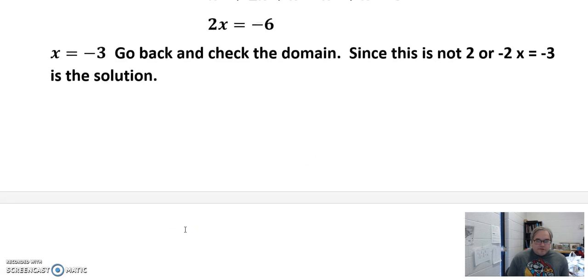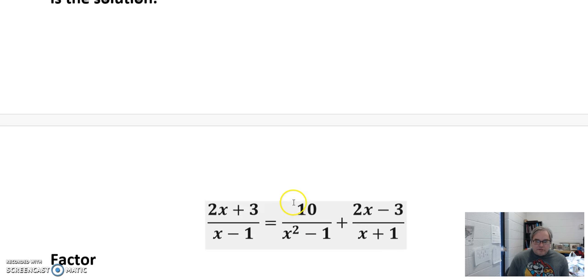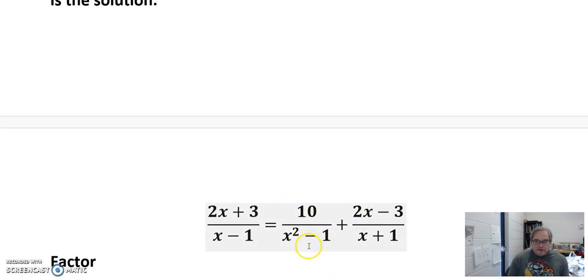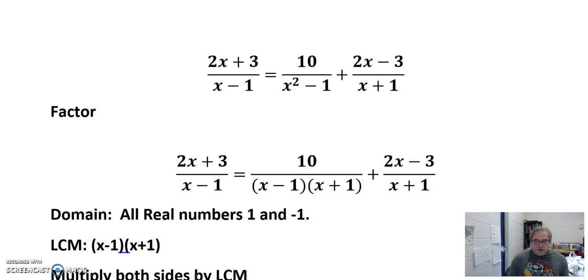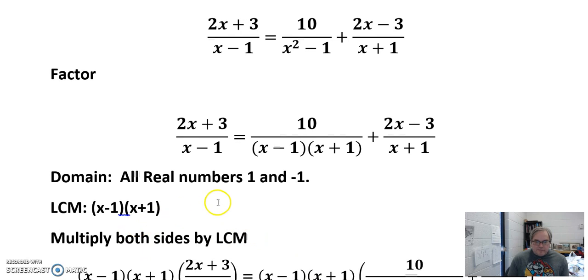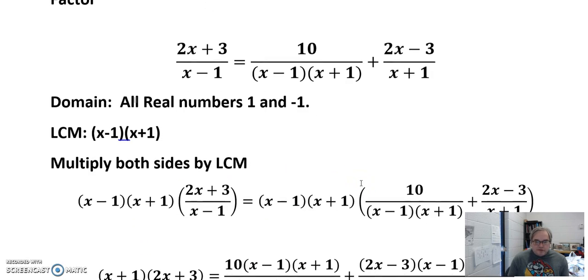Okay. So the next one, okay, kind of ugly looking. Again, I'm going to factor that denominator. I'm going to get the domain. Domain's 1 and -1. I'm going to get the LCM, x minus 1, x plus 1, and I'm going to multiply both sides of the equation by that.